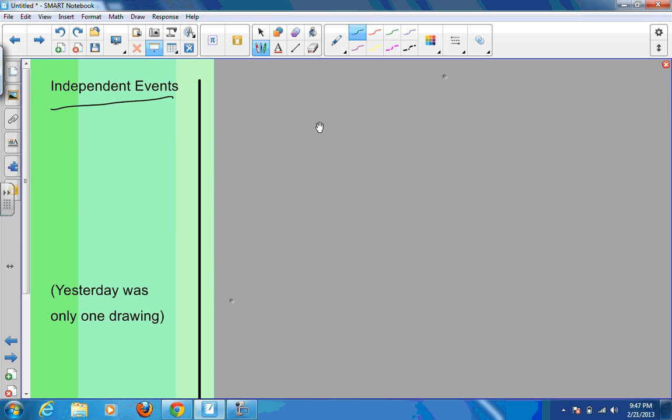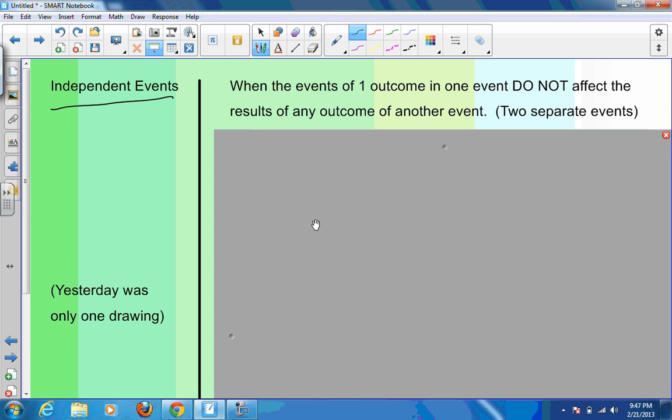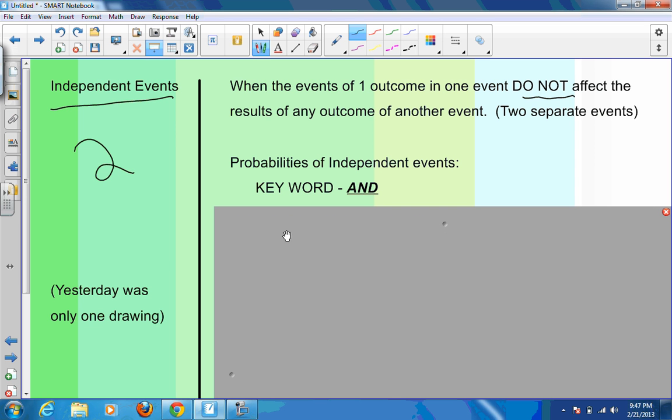Independent events. What are they? Independent events are when the outcome of one event does not affect the results of any outcome of another event. They are two separate events, like drawing two cards from a deck instead of our one event from yesterday. So we get a little bit of different stuff going on here. Probabilities and independence of these things. The key word that we are going to use is the word "and."